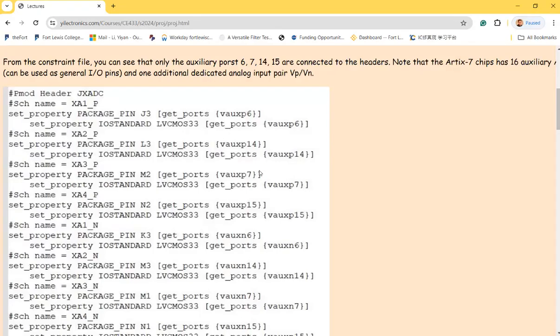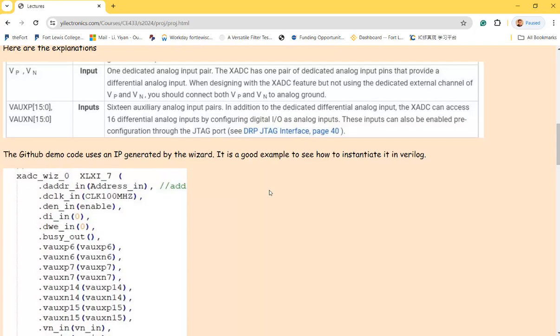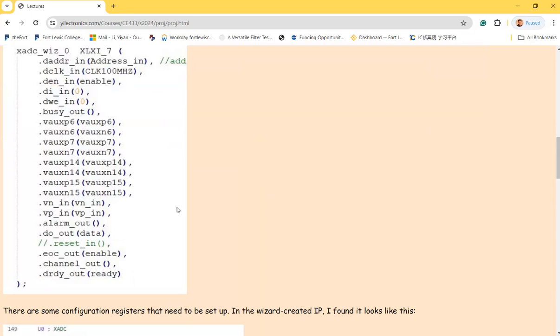So for example, if you are using the auxiliary pin 6, why is it called auxiliary? It's because these ADC inputs could be used as ADC inputs, but also they can be used as general GPIO pins, digital pins, depending on how you configure them. And there's another analog input pair called VN in and VP in. That's another pair of differential inputs doing a similar job. But these 2 pins are dedicated ADC pins. Keep in mind, they cannot be used as general purpose GPIO pins.